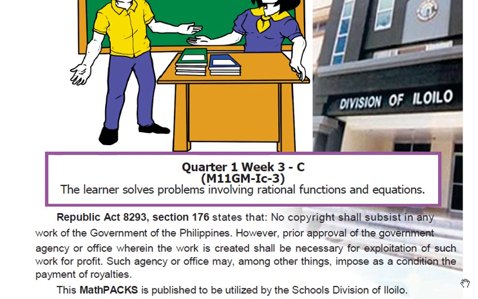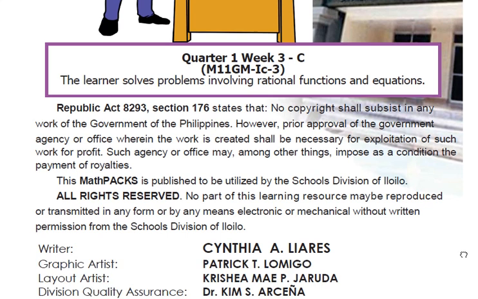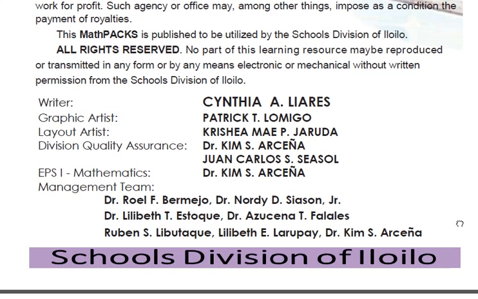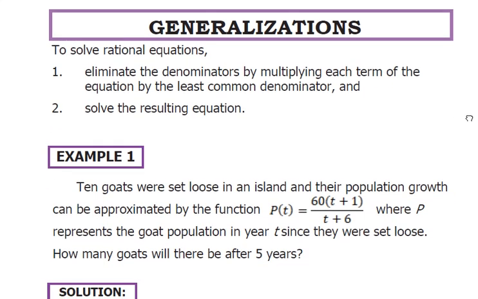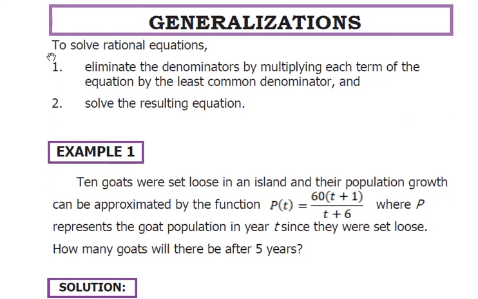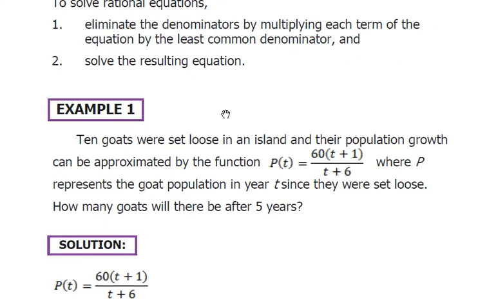We move on to the generalizations. We have solving rational equations. There are two steps to follow. Number one, eliminate the denominators by multiplying each term of the equation by the least common denominator and solve the resulting equation. Example 1 is done for you.